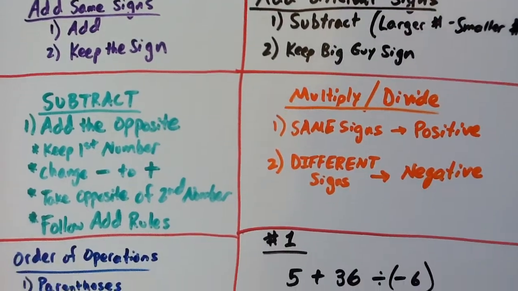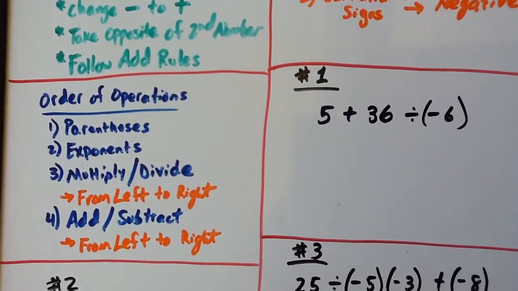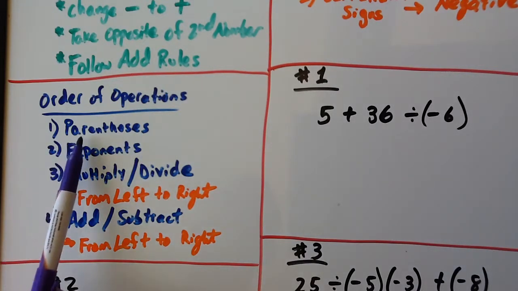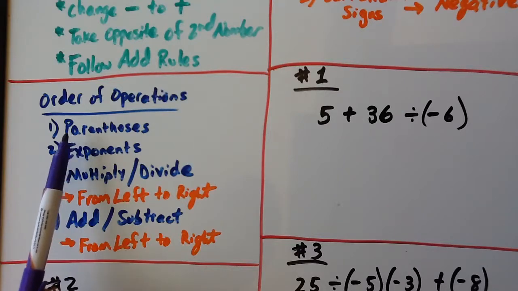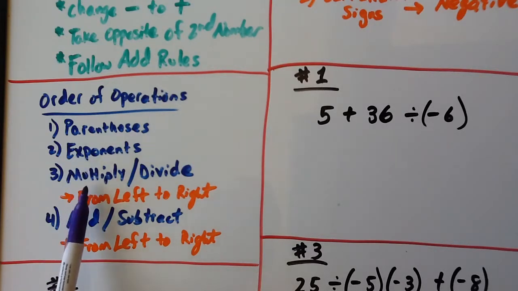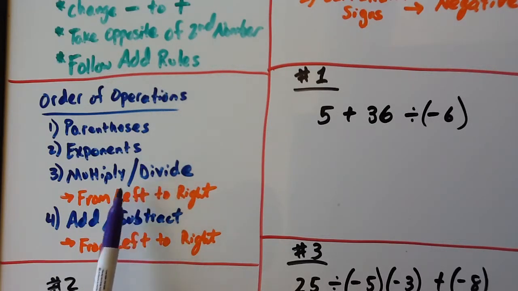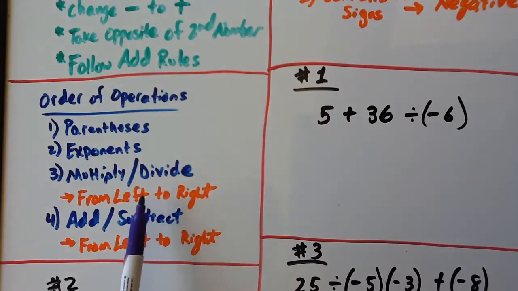Now, before we look at some expressions, let's remind ourselves of the order of operations. The order that we operate, we always do parentheses first, what's inside the parentheses. Then we move on to exponents. Then we multiply and divide from left to right. You always multiply and divide from the left to the right. Finally, we add and subtract. Same direction, from the left side of the expression to the right side.